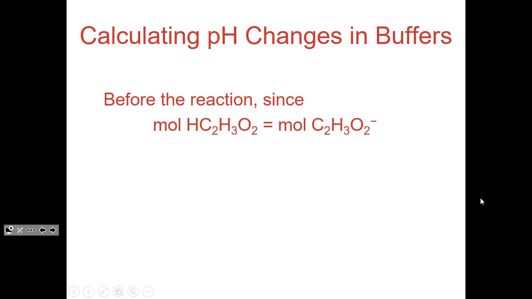So before the reaction, remember, it was equimolar. The 2 mole amounts equaled each other, so our pH was based upon the pKa. And this is something we saw in the calculations in the last set of notes. When the ratio of the acid to the base is equal to 1, then pH equals pKa. Since our Ka is 1 times 10 to the negative fifth, that means our pH starts out at 4.74, which was mentioned in the problem. So that's our starting pH because we're at an equimolar situation.